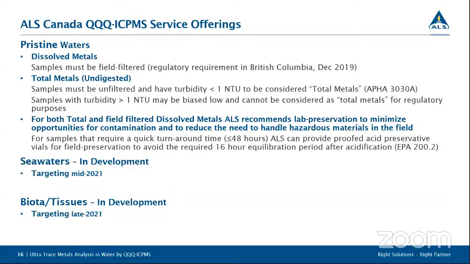ALS currently does not offer a digested total metals package for the triple quad because the digestion procedure often leads to an increased background, and that results in higher detection limits, in which case analysis by regular collision cell ICPMS may be a better option. The increased background between undigested and digested samples is generally small, but when detection limits are in the mid to low nanogram per liter range, it becomes significant.